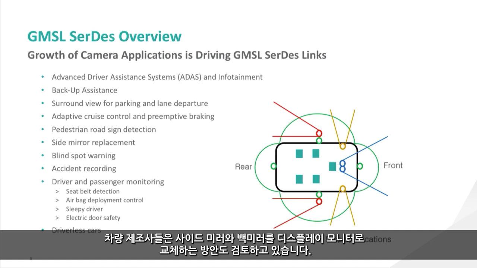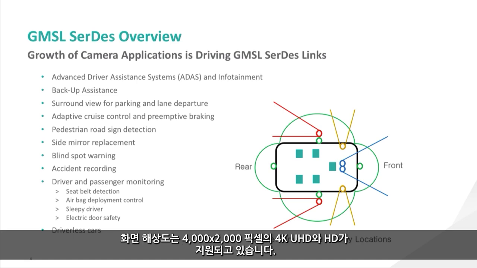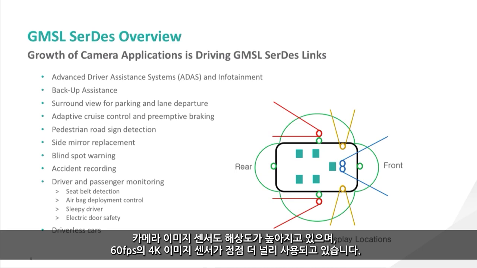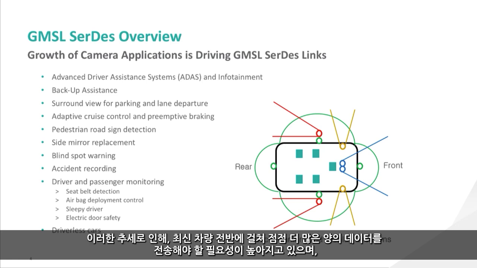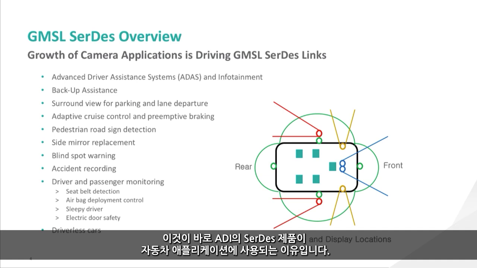Car manufacturers are looking at replacing side mirrors and rear-view mirrors with display monitors. Screen resolutions supported include HD and 4K UHD, which is 4,000 by 2,000 pixels. Camera image sensors are increasing in resolution as well, with 4K image sensors at 60 frames per second becoming more popular. In summary, this results in a need to send an ever-increasing amount of data throughout modern vehicles, which is why Maxim SerDes products are utilized in automotive applications.